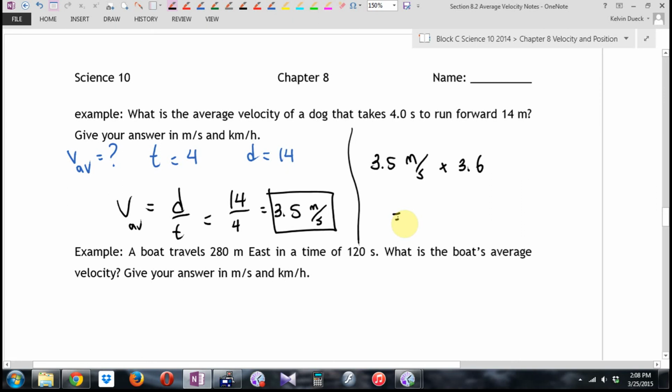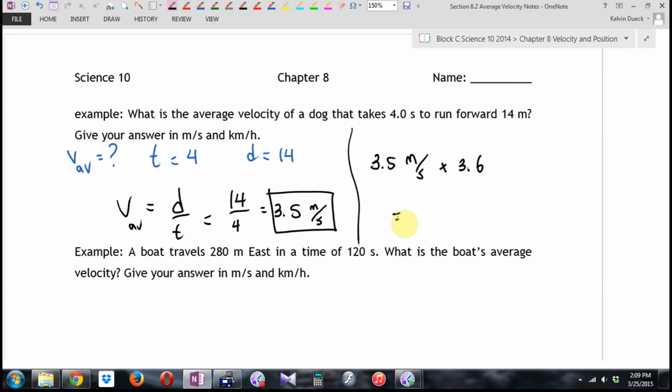By the way, this is pretty slow. 3.5 meters per second. 3.5 meters is about from me to Kyle. So the dog is running that distance in about 1 second. That's not really fast for a dog, but it's also not walking. It's kind of jogging, right? I'm kind of imagining it.